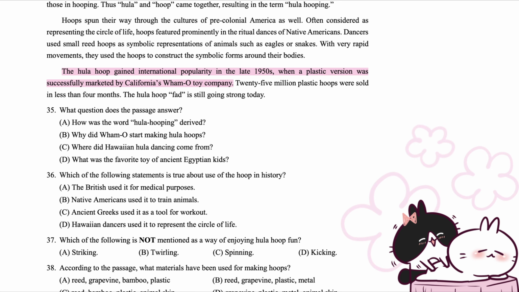The hula hoop gained international popularity in the late 1950s, when a plastic version was successfully marketed by California's Wham-O Toy Company. 25 million plastic hoops were sold in less than 4 months. The hula hoop fad is still going strong today.